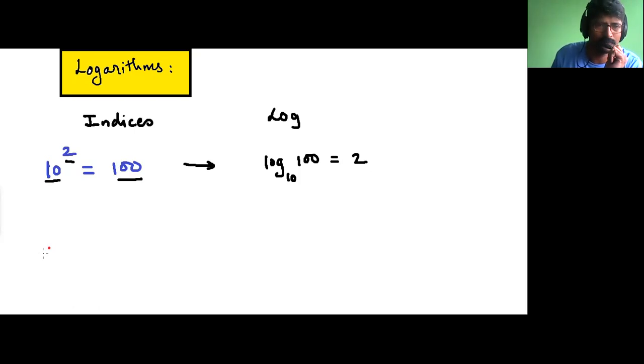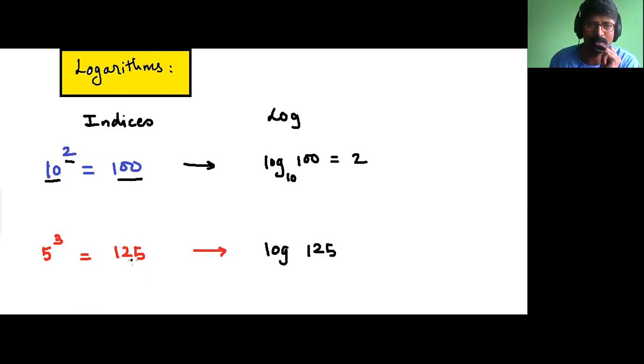Let's say 5 cube is 125. Now, how are you going to convert that into the log form? 5 cube is equal to 125, so 125 is the answer. So log of 125 to the base, what is the base over here? 5. How we read it: log 125 to the base 5 is equal to 3. I hope you understood this.